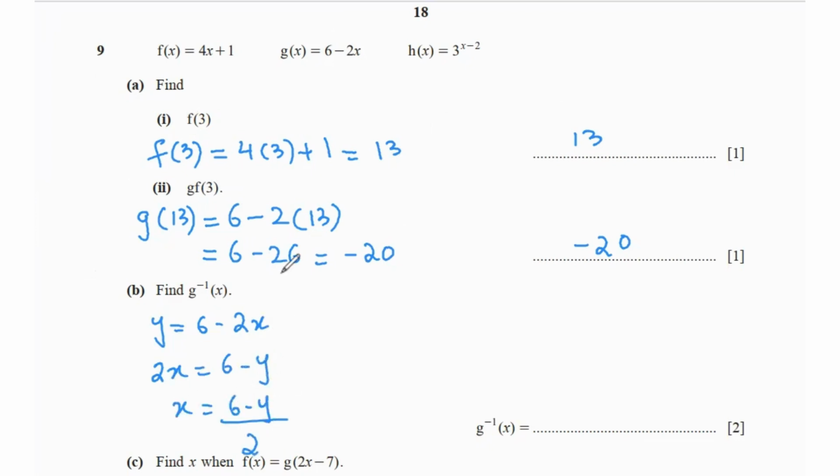Now, the reason why I swapped 2x and y in the first step is because I want to make sure that the variable I'm making the subject is positive, because that's going to make my calculation easier. So I immediately swap 2x with y. 6 minus y is on one side, divided by 2. x equals 6 minus y over 2. So now replace x with g inverse of x and y with x. So 6 minus x over 2 is your inverse.